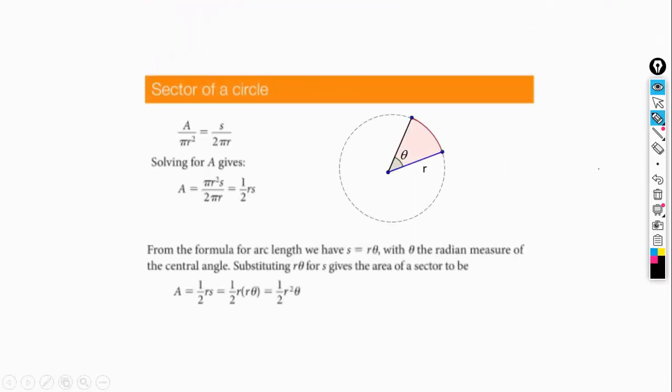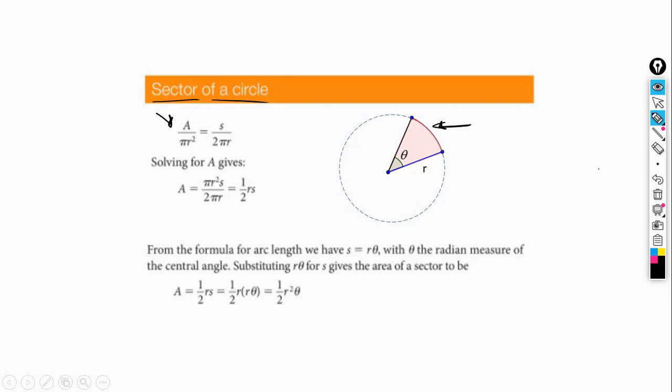So now we're going to talk about the sector of a circle. So a sector of a circle is the region bound by an arc of the circle and the two sides of a central angle, as we can see in this figure. The ratio of the area of the sector to the area of the circle is equal to the ratio of the length of the subtended arc to the circumference of the circle. So that's what we see here.